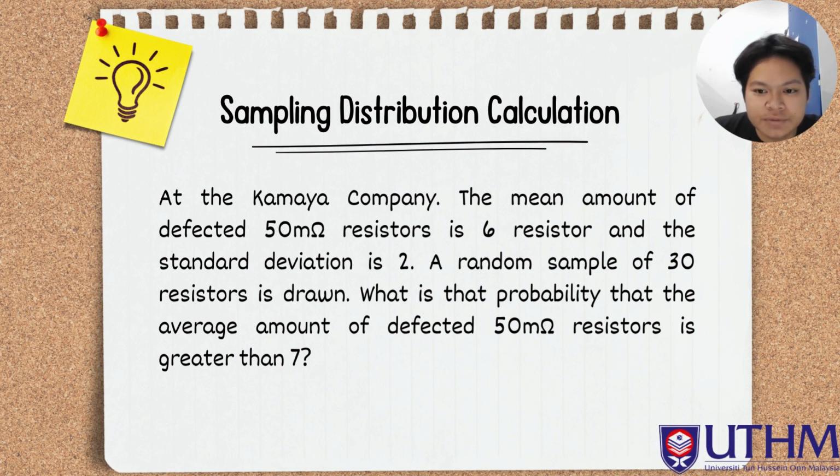For sampling distribution calculation, the case study is at the Kayama company. The mean amount of defected 50 milliohm resistors is 6 resistors and the standard deviation is 2. A random sample of 30 resistors is drawn. What is the probability that the average amount of defected 50 milliohm resistors is greater than 7?